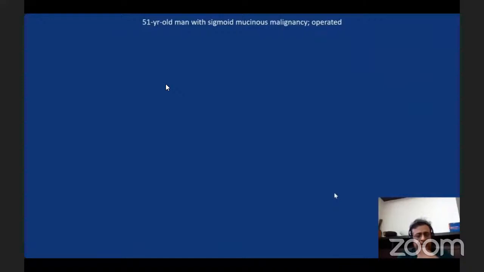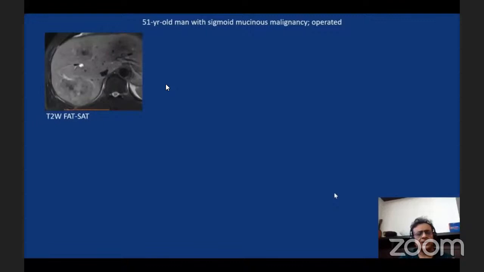Okay, this is an interesting case recently encountered, but we have a few more cases like that. A 51-year-old man with sigmoid mucinous malignancy, operated on a couple of years back. This patient had undergone a CT scan that showed multiple masses in the liver. We did MR for further evaluation. On T2 fat sat images, there are at least two masses in the liver, one here and one here. They are mildly bright, but not exactly T2 bright, and they have a quite well demarcated margin.